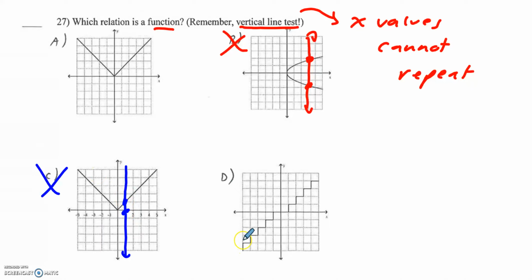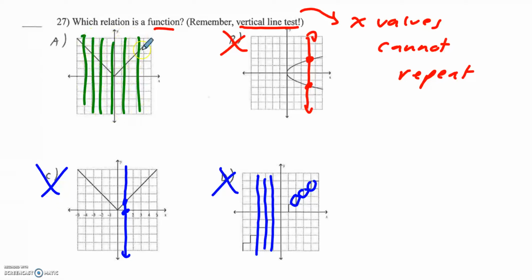Part D looks like a bunch of steps, but wherever I draw a vertical line where the steps are changing, if you look here and here and here, this hits the graph more than one time because there's infinite points here, so that fails the vertical line test. However, part A, no matter where I draw a vertical line, all the way down this graph, it only hits the graph at one point for each vertical line. So this passes the vertical line test, so A is definitely our function.